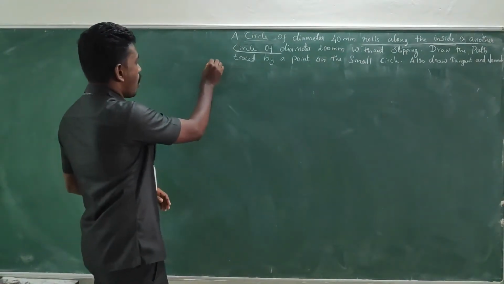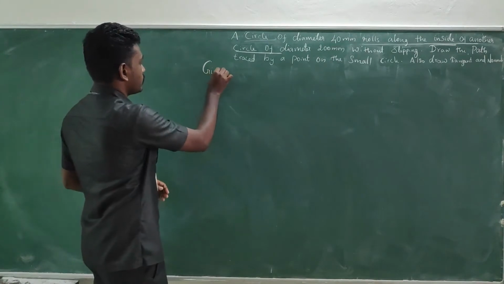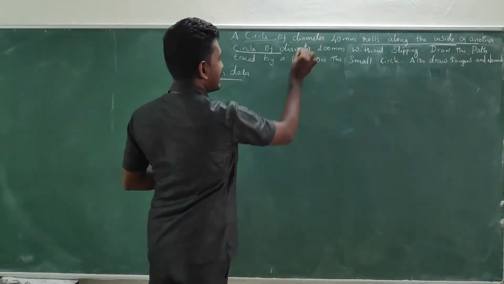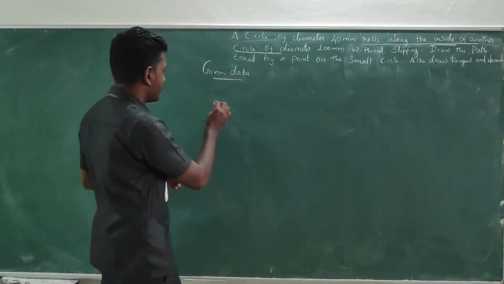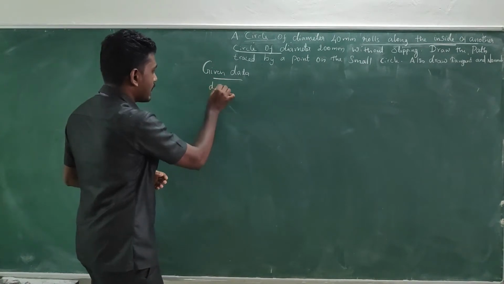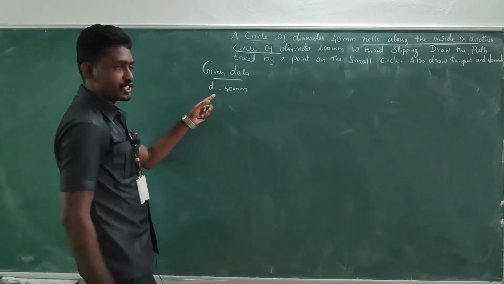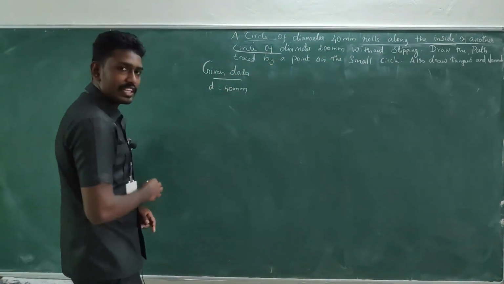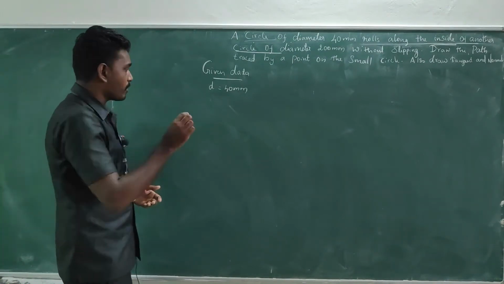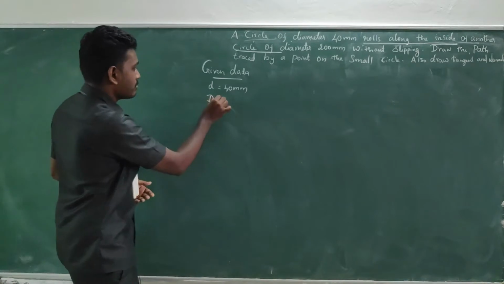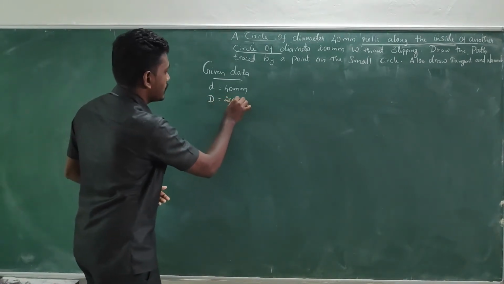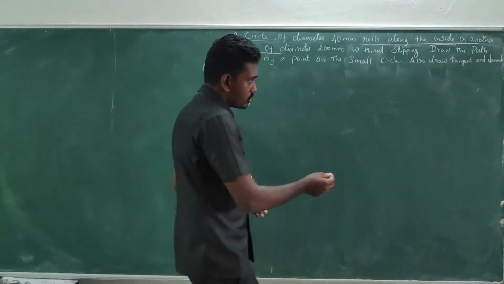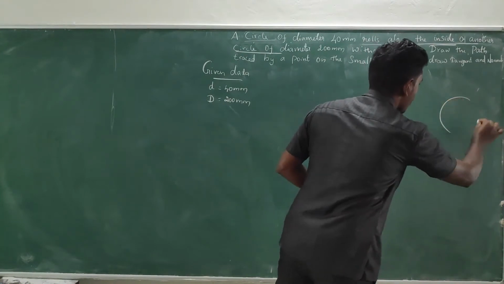So first grab all the given data. The rolling circle diameter is mentioned, a circle of diameter 40 mm, that means small d is 40 mm. And another circle of diameter 200 mm, which is nothing but a directing circle or base circle, I can say it's a capital D, 200 mm. Okay, fine. So just remember the concept.